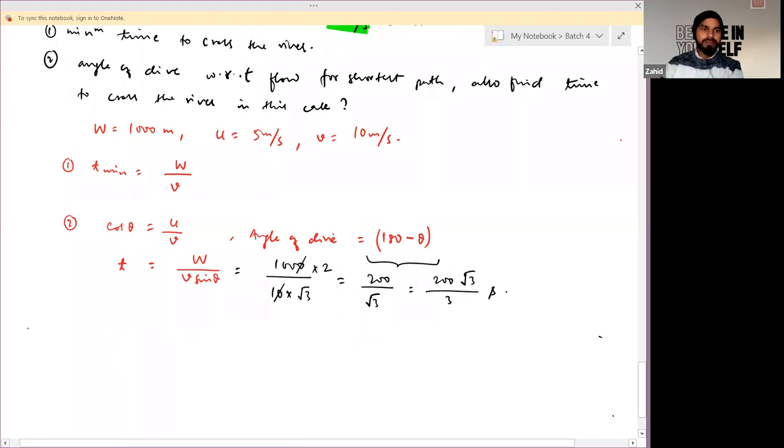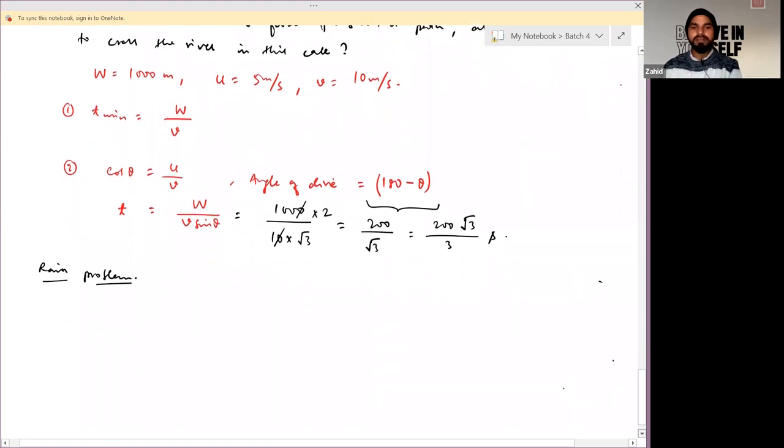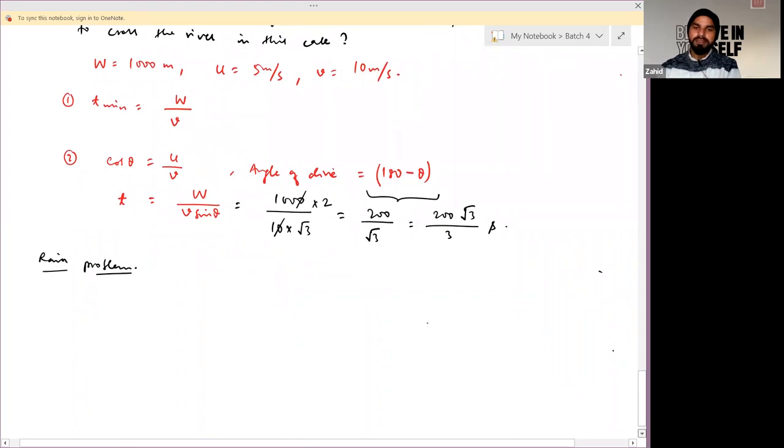And the last topic of this chapter is about the rain problem. Suppose this is along east-west. This is north-south. And this is vertical direction, vertical up and vertical down.